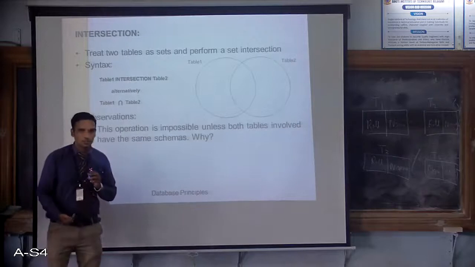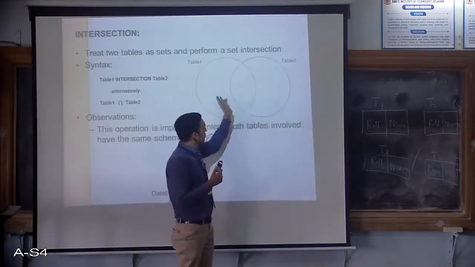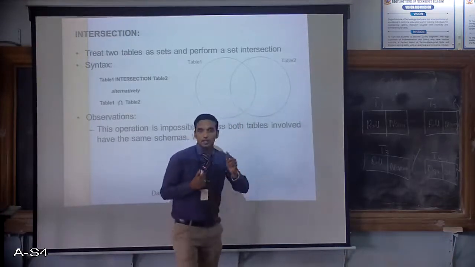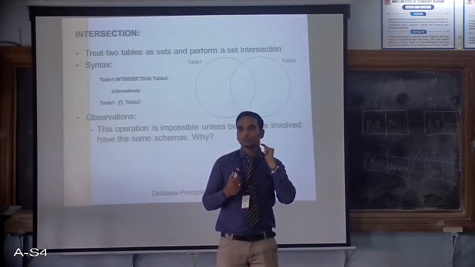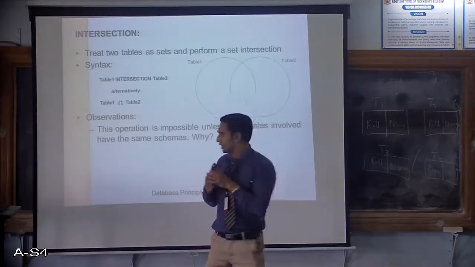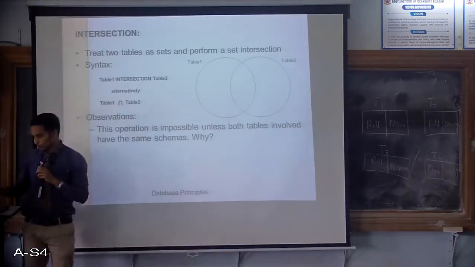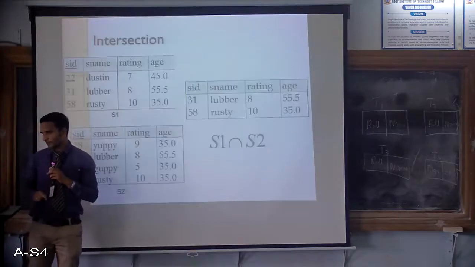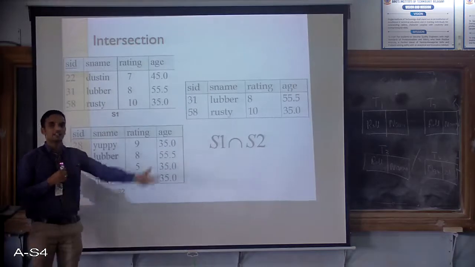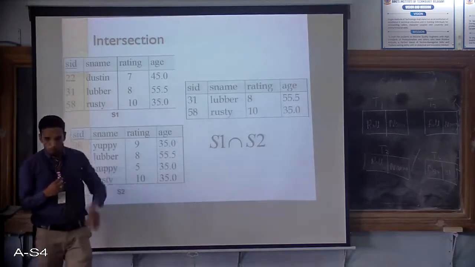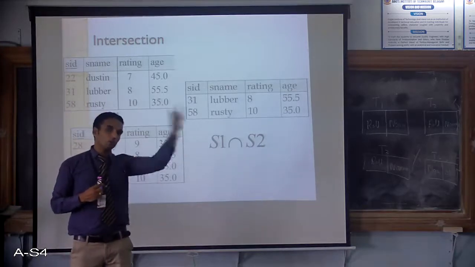Intersection is similar to union, but only the common part is taken, not all. The elements which belong to both the sets are taken. Please remember, union works with the OR operator, intersection works with the AND operator. The notation is the same, table 1 intersection table 2. Given two tables S1 and S2, intersection means there will be rows which are common in both the tables, and only that common row has to be displayed in the output.